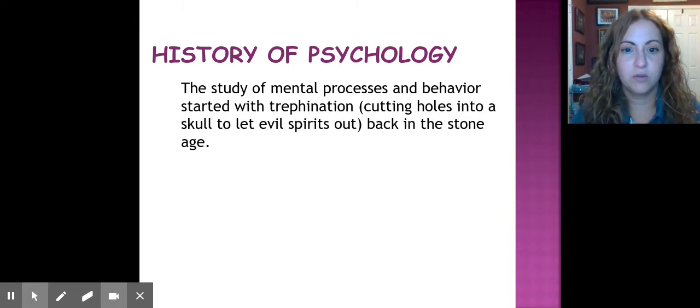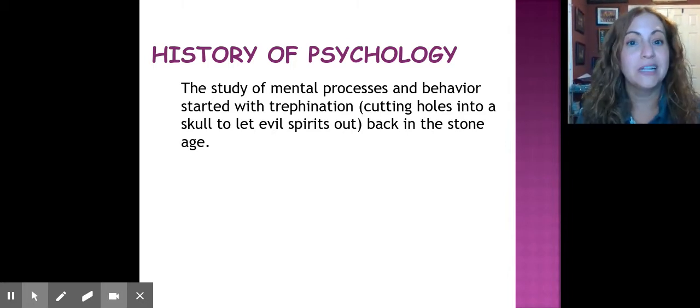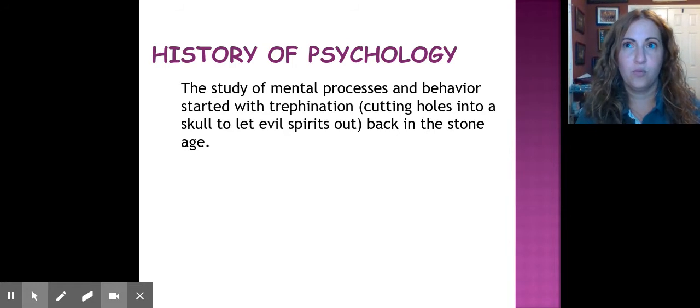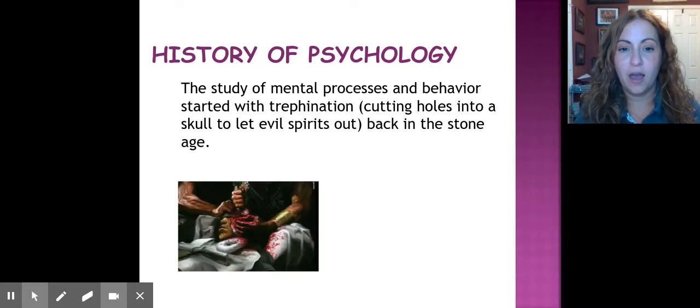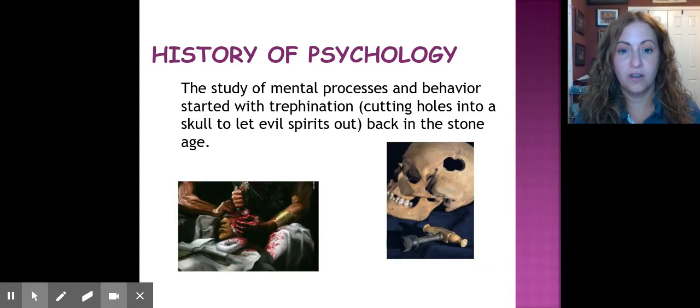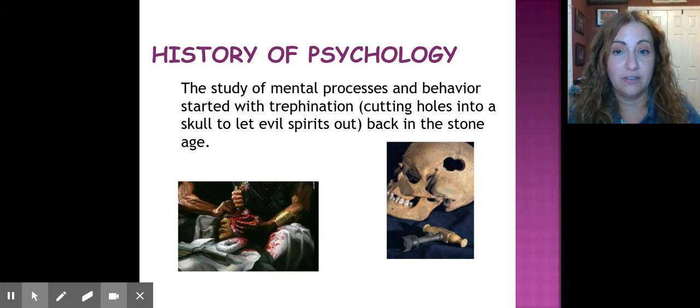When we first were talking about the 1700s and 1800s, those were the beginnings of what we now know as psychology. But we know that even back in the Middle Ages, there was something happening in the psychological realm, in the study of psychology, and we know that because there's evidence of something called trephination.